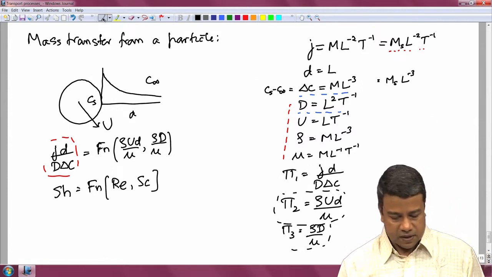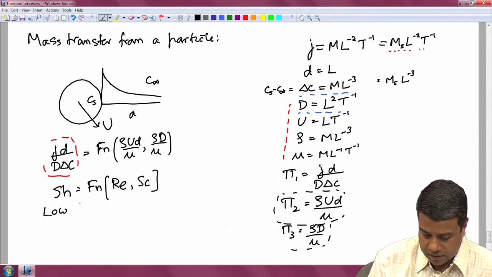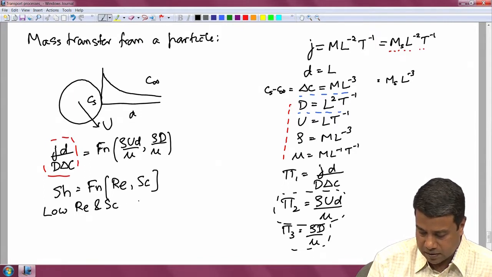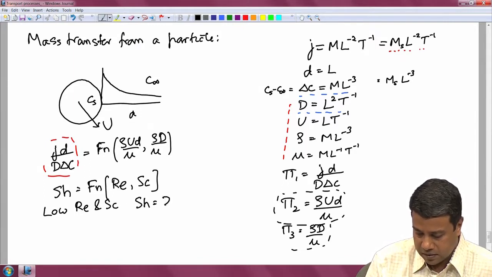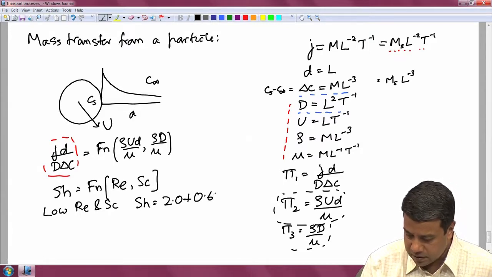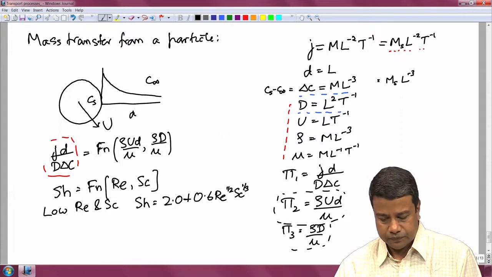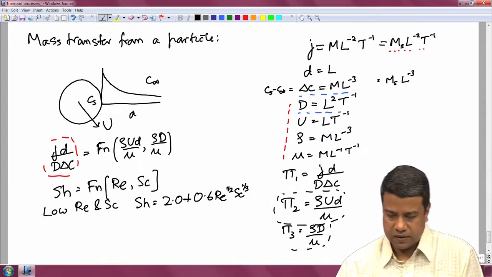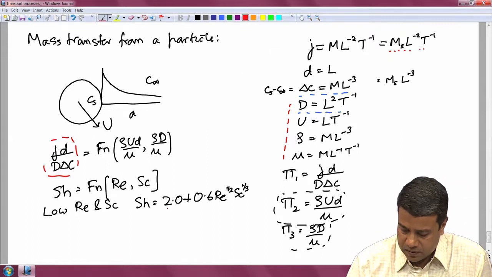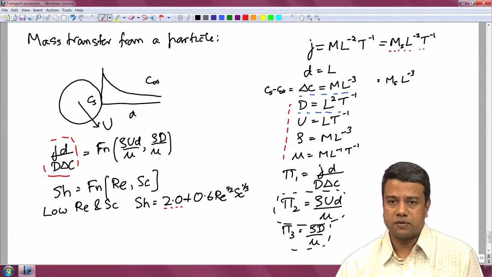Correlations, for example, are typically for low Reynolds number and Schmidt number. The Sherwood number is written as 2.0 plus 0.6 Re to the half Sc to the 1/3. So, in the limit as the Reynolds number goes to 0, this Sherwood number just goes to a constant value. Why is that? We will see as we go through the course.